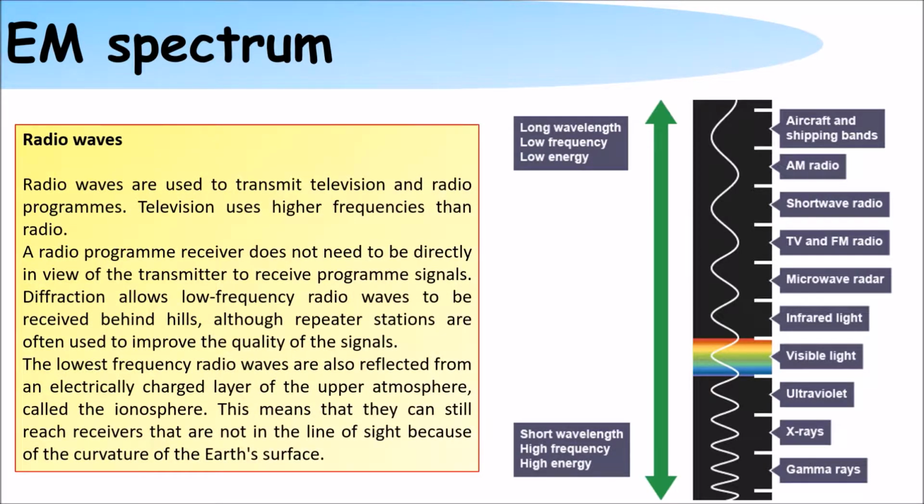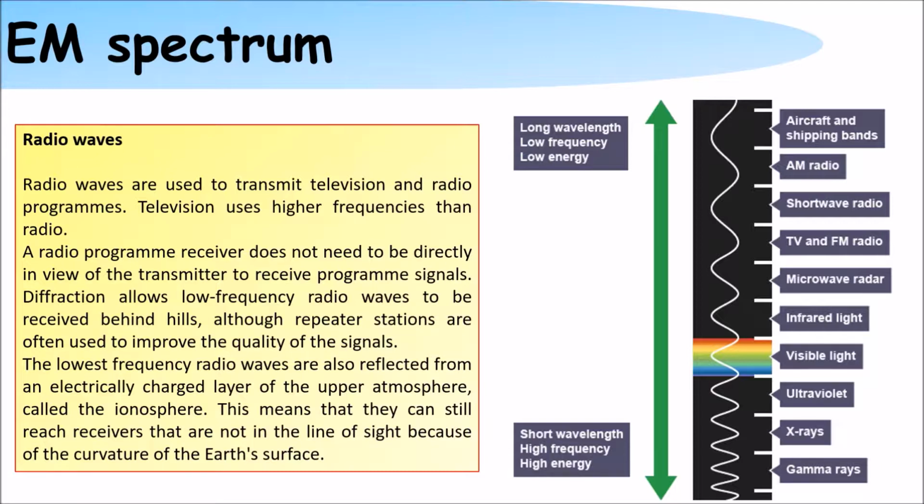Radio waves are used to transmit television and radio programs. Televisions use higher frequencies than radios. A radio program receiver does not need to be directly in view of the transmitter to receive the program signals.